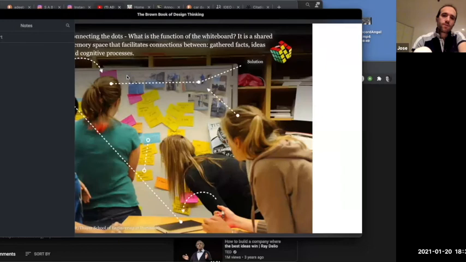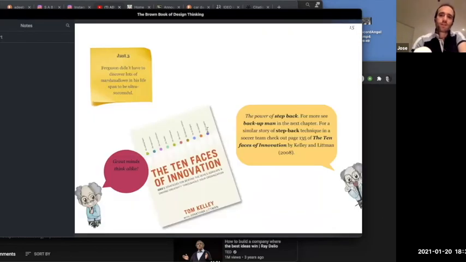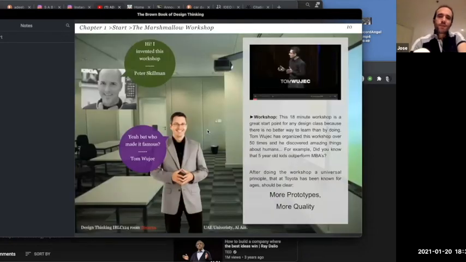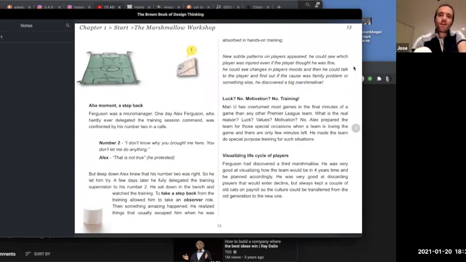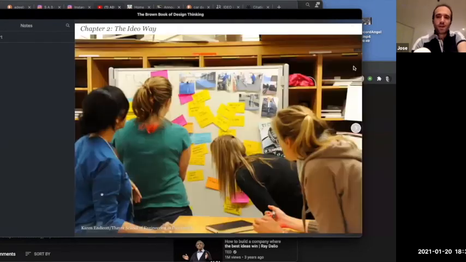Okay, good. So design thinking, let's see very quickly what it is. We just saw the Marshmallow Workshop, which is a very good exercise. Peter Skillman invented the marshmallow challenge and Tom Wujec made it famous. The takeaway is that more prototypes means more success and more quality. And here you have a case about Manchester United that you can check. And now look at this.